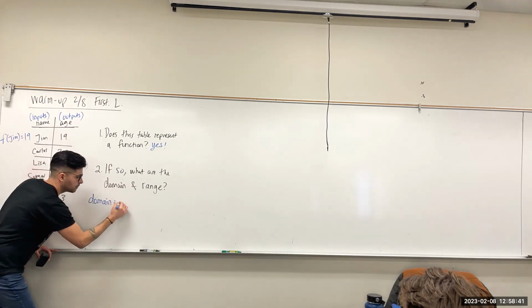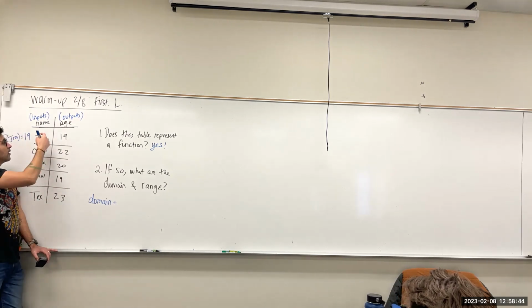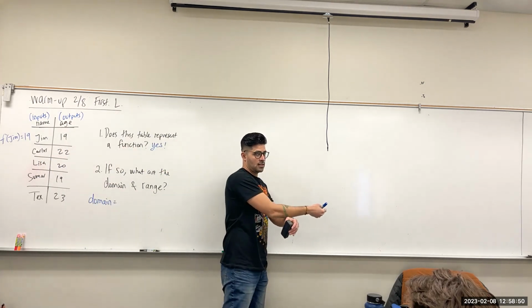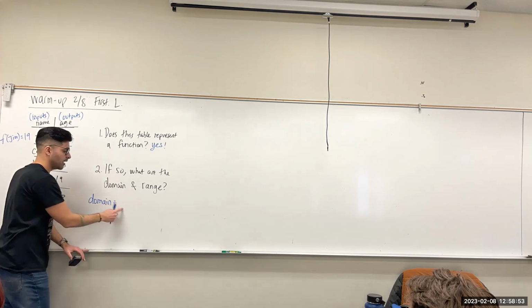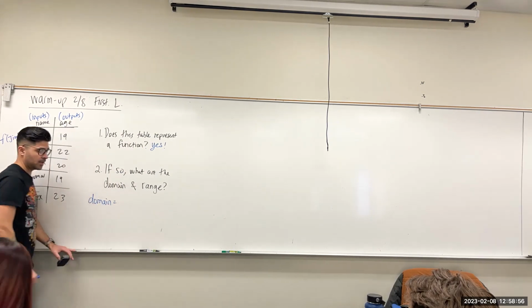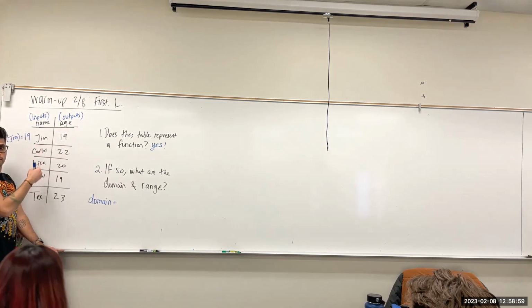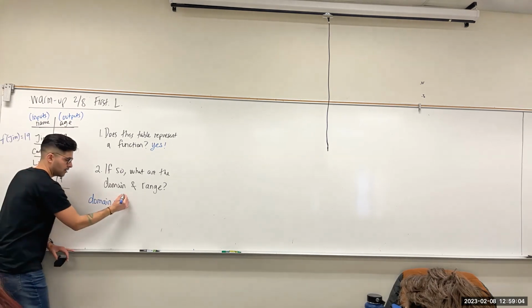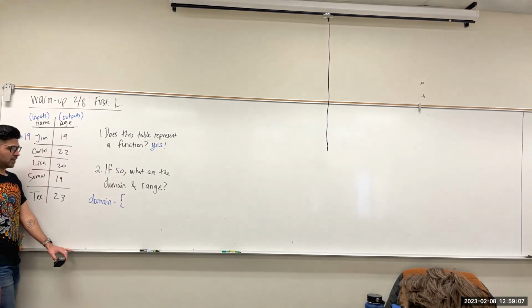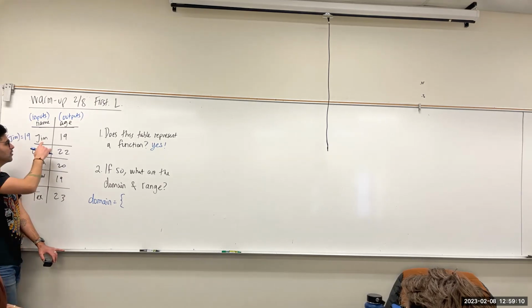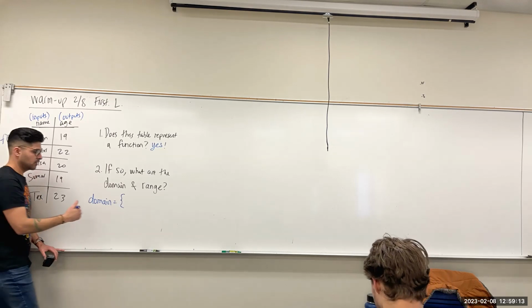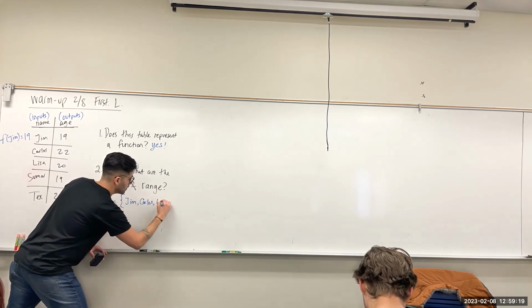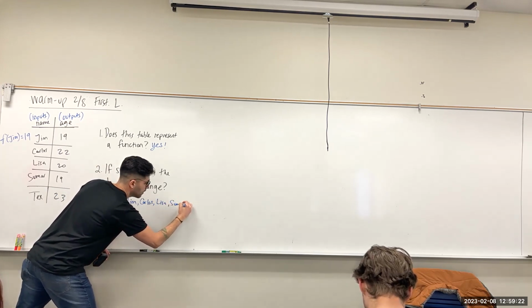So if this is the domain, the things that you're inputting, are they numbers or not numbers? They're not numbers. I was walking around and I did see people use numbers for the domain. It's not numbers because it's just names, right? Now, what did we say when we have a list? The bracket notation, the squiggly one. All you do is write the list of inputs. So I would write all the names: Jim, Carlos, Lisa, Sumar, and then Tex.